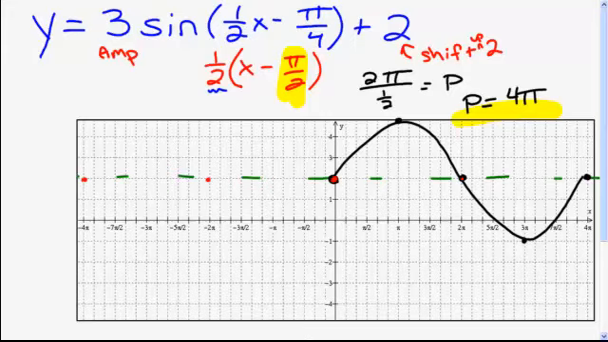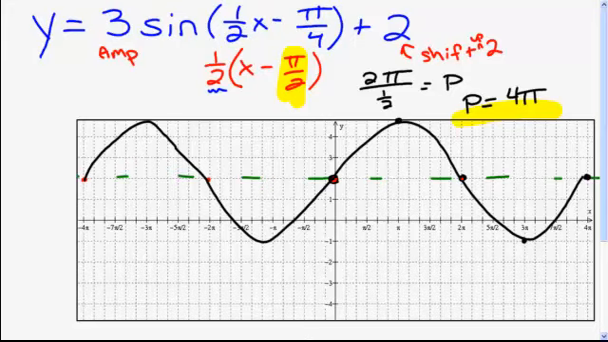My mins are going to be at -1. My maxes are going to be at 5. Halfway in between, so at -pi, I'm going to have a min. Up, I'm going to have a max at 3 pi and 5, and then down to my min. Sorry, that's not the best curve. But there's 2 complete cycles now.